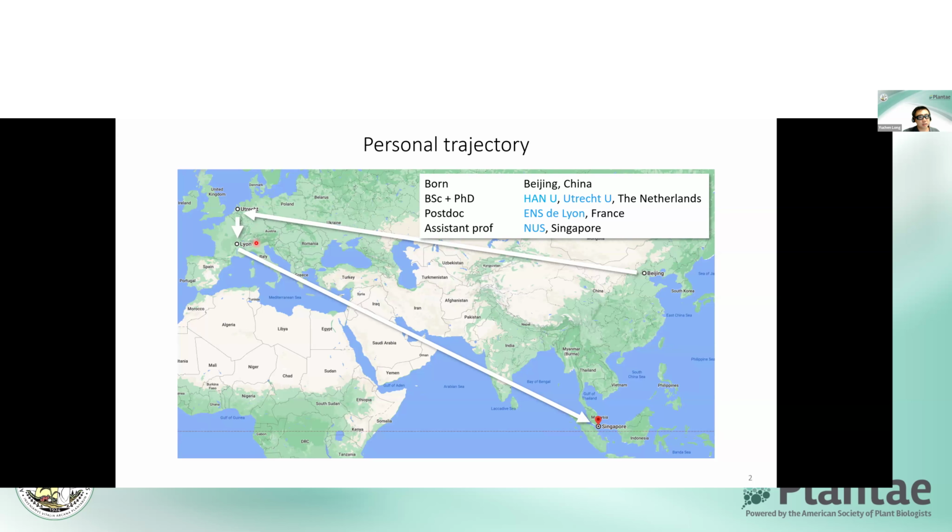With all the experiences and all the encouragements that I got throughout the years, I finally decided to return to Asia, to Singapore, at the end of 2020. If you still remember, that was towards the end of the COVID-19 pandemic period. So the move was quite tough, but I need to give a lot of thanks to both my previous host, ENS de Lyon, as well as my current host, the National University of Singapore. They really helped me to smoothly transition and establish my new lab amid this very challenging time.